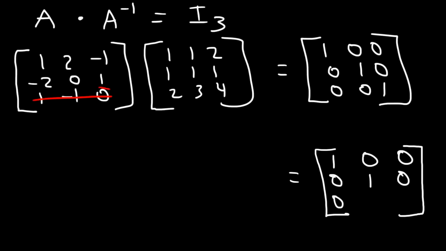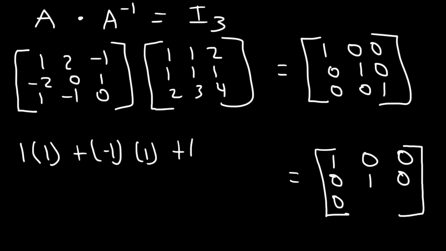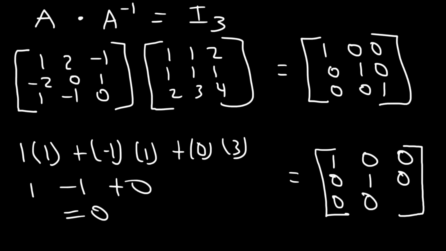Next is going to be row 3 and then column 2. So this takes some time. I mean, it's pretty laborious, but that's how you can confirm it. So it's going to be 1 times 1 plus negative 1 times 1, and then 0 times 3. So this is 1 minus 1 plus 0, which is 0.